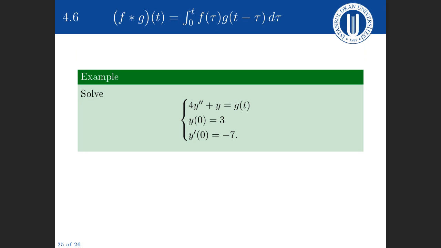And then final example for today. So for y double prime plus 4y is equal to g of t, y of 0 is equal to 3, y prime of 0 is equal to minus 7. And again, this is for any function g of t.